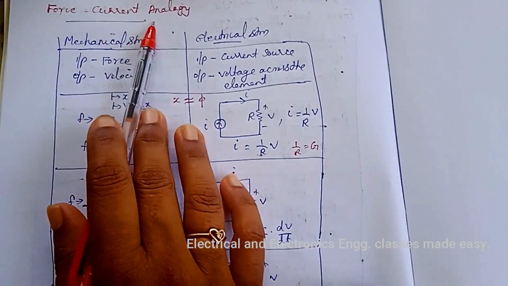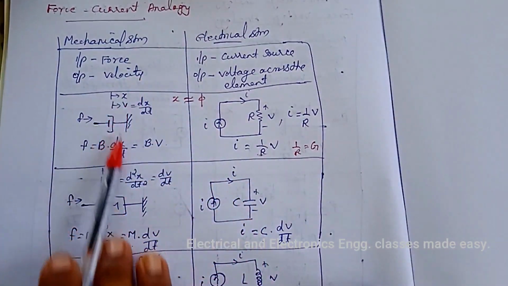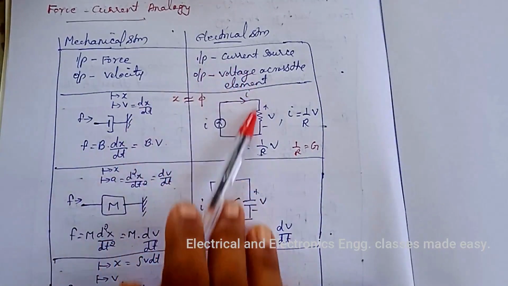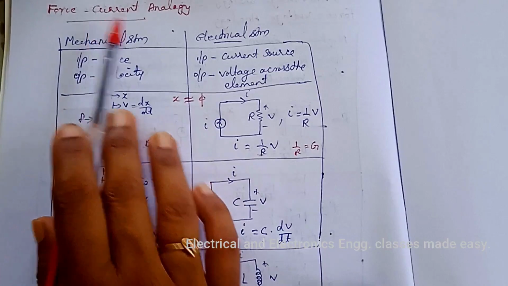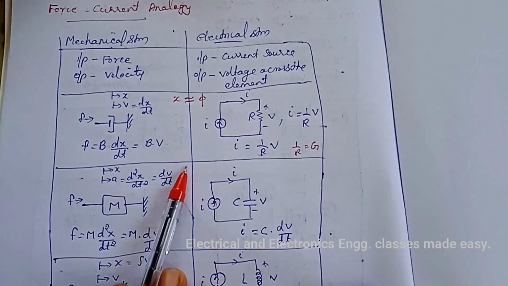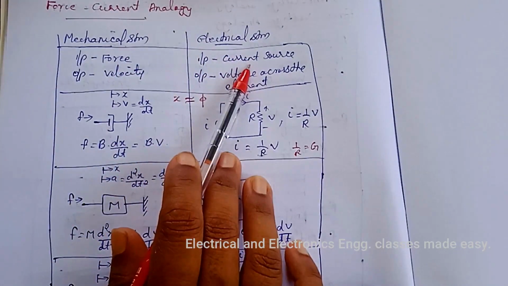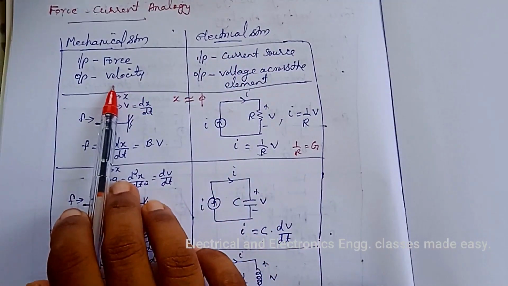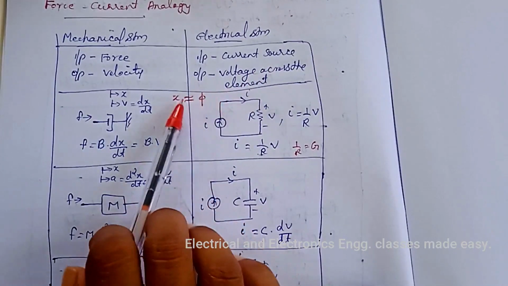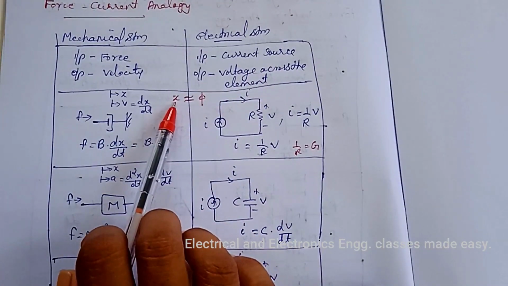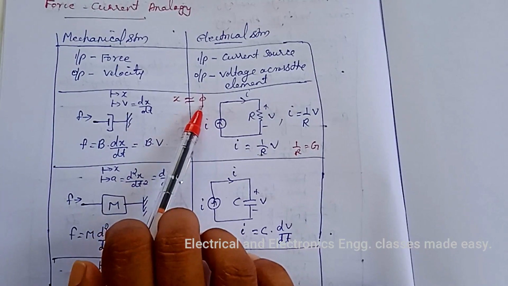Next is force current analogy. The force balance equations of mechanical elements and their analogous electrical elements in force current analogy are shown in this table. So here the force is analogous to current source, velocity is analogous to voltage across the element. The displacement x is analogous to flux phi.